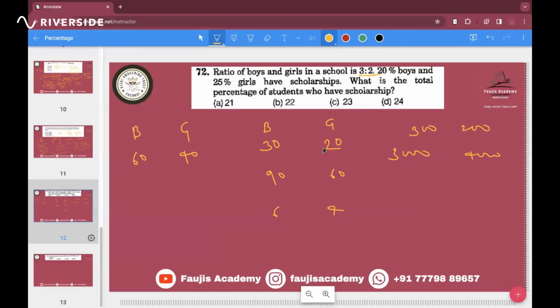Okay. So how many boys have scholarships? 20% of boys have scholarships. So what is 20% of 60? 12, sir. 12. 12.